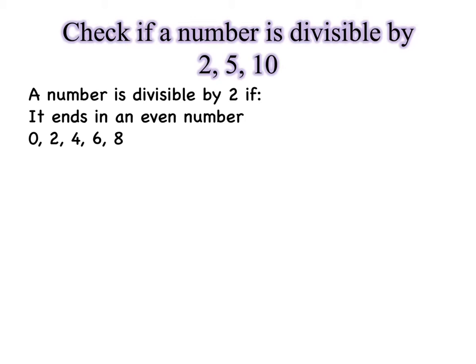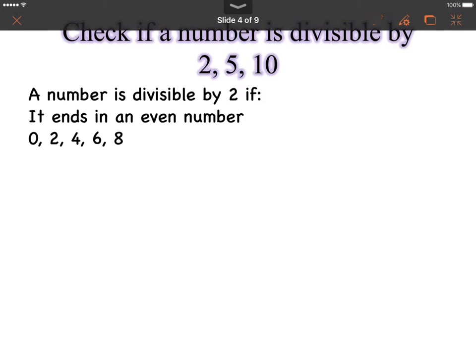So if I look at a number, for example, 25, if I write down 25, 25 ends in an odd number and therefore is not divisible by 2. But if I look at 24 and I look at the 4, then 24 is divisible by 2 because 4 is even.